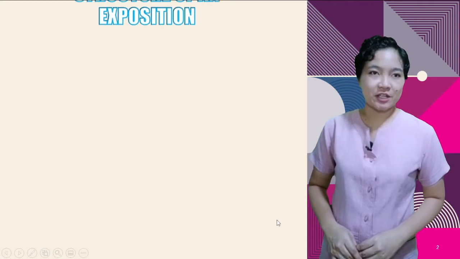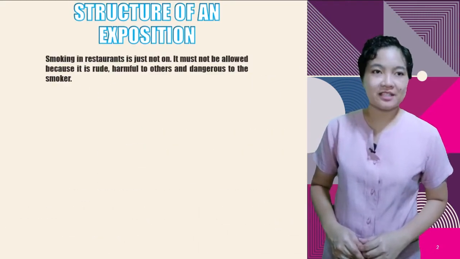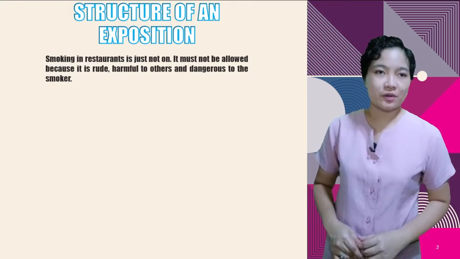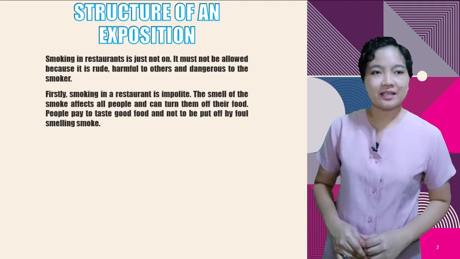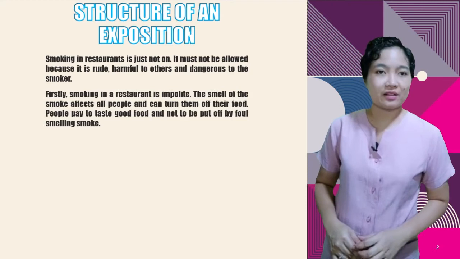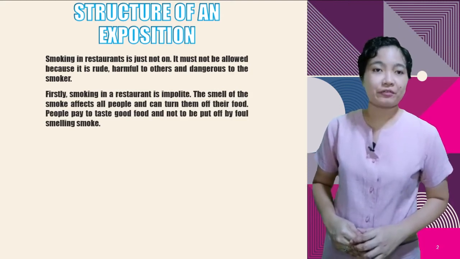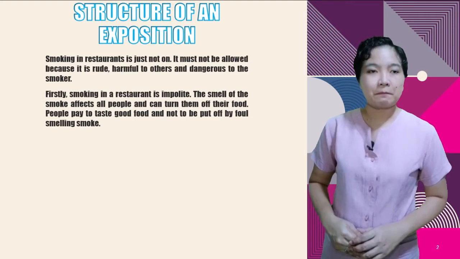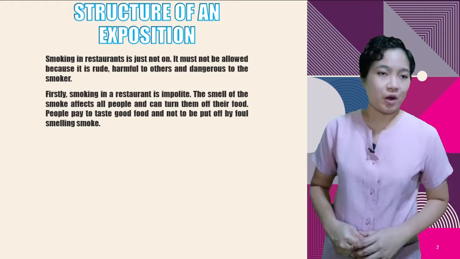Let me read with you this example essay. Smoking in restaurants is just not on. It must not be allowed because it is rude, harmful to others, and dangerous to the smoker. Firstly, smoking in a restaurant is impolite. The smell of the smoke affects all people and can turn them off food they eat. People pay to taste good food and not to be put off by foul smell and smoke.